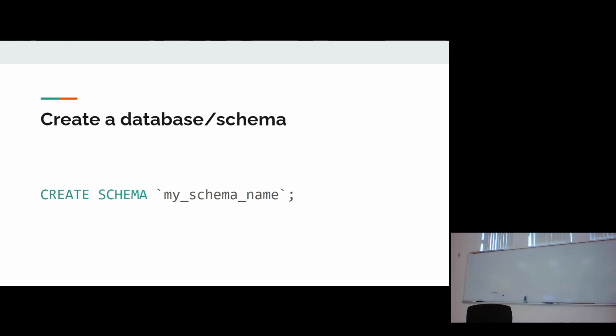We're going to end up putting our tables in it. That's basically the extent of this command. It can't create tables. You need another command to create the tables and everything else. Where you see here my schema name, that has to be a valid name. It has to be a valid identifier in the SQL world.